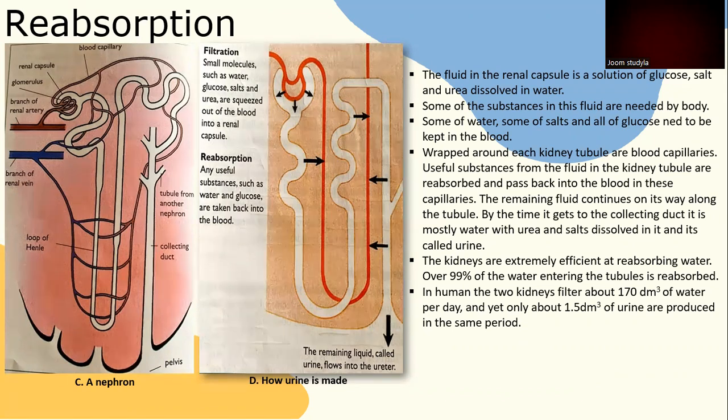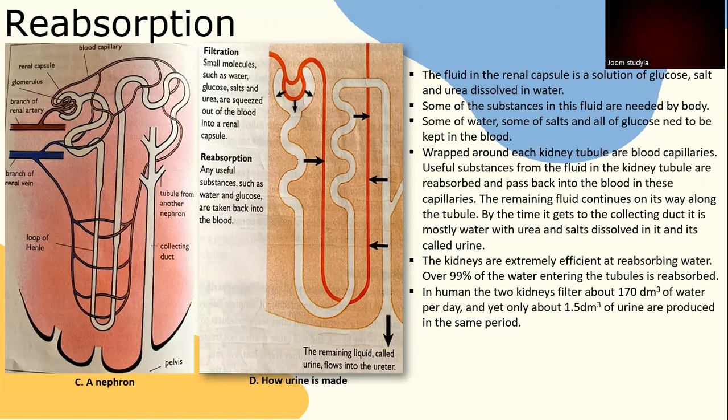The remaining fluid continues on its way along the tubules. By the time it gets to the collecting duct, it is mostly water with urea and salt dissolved in it, and it's called urine. The kidneys are extremely efficient at reabsorbing water. Over 99% of the water entering the tubules is reabsorbed.